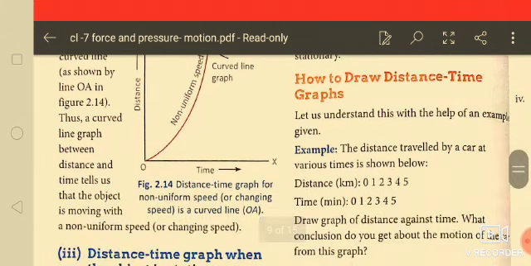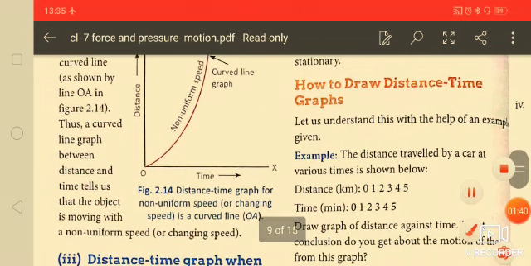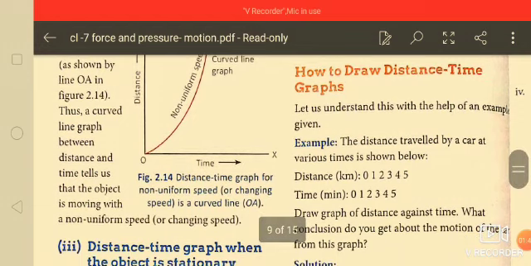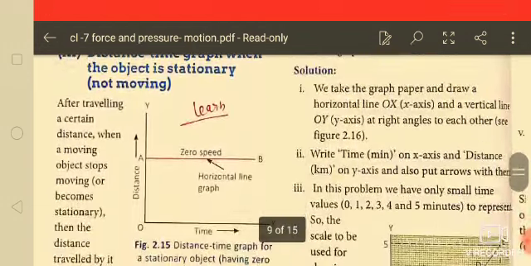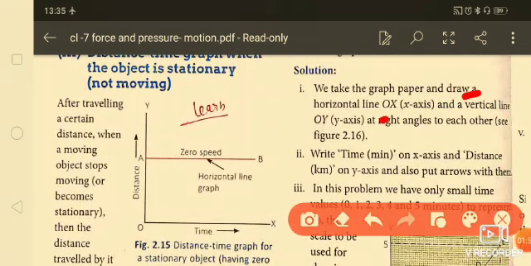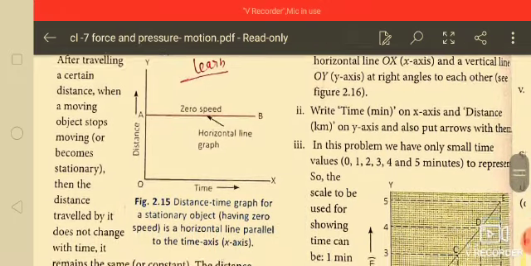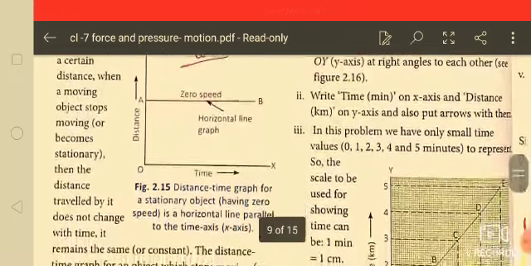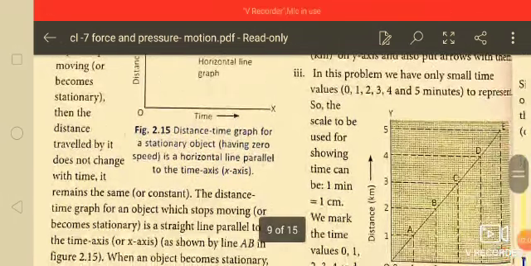How to draw a distance-time graph? Here an example is given. The distance traveled by a car at various times is shown here: distance 0 to 5 kilometers and time 0 to 5 minutes. You will draw the solution. We take the graph paper and draw a horizontal line OX on the x-axis and a vertical line on the y-axis. Here you are seeing these are its axes.